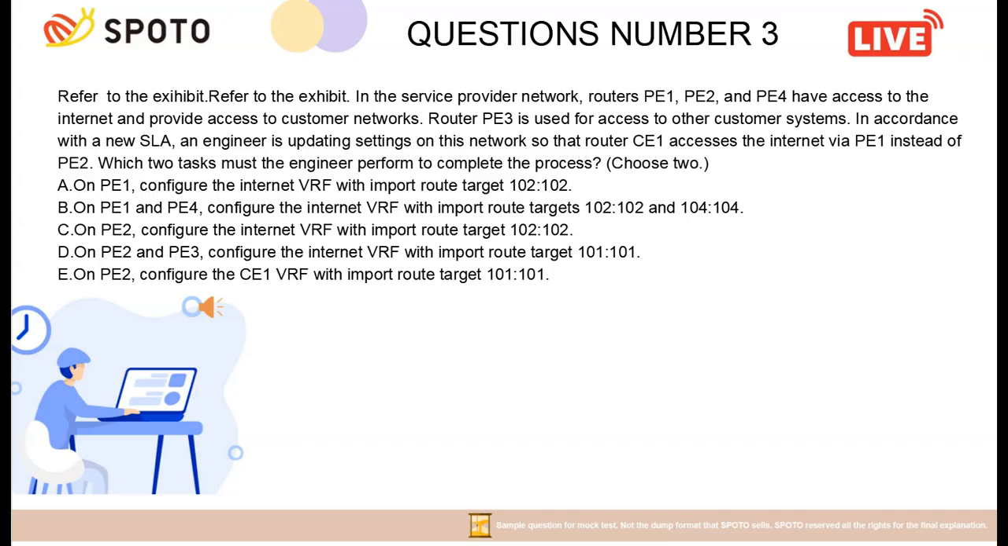Choose 2. A. On PE1, configure the internet VRF with import route target 102:102. B. On PE1 and PE4, configure the internet VRF with import route targets 102:102 and 104:104. C. On PE2, configure the internet VRF with import route target 102:102. D. On PE2 and PE3, configure the internet VRF with import route target 101:101. E. On PE2, configure the CE1 VRF with import route target 101:101. You have 15 seconds to answer.